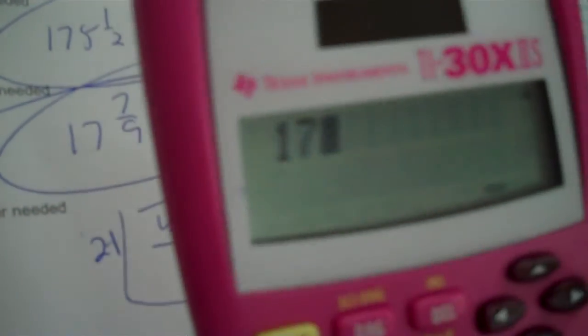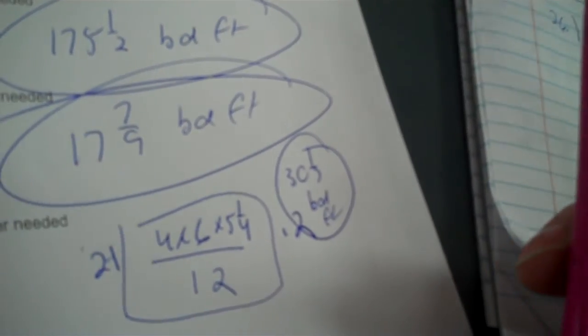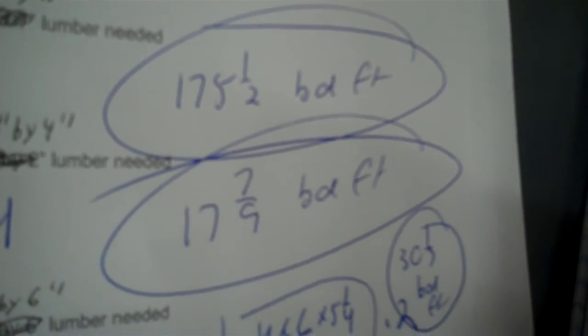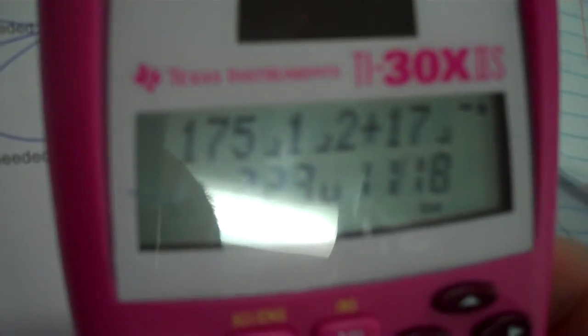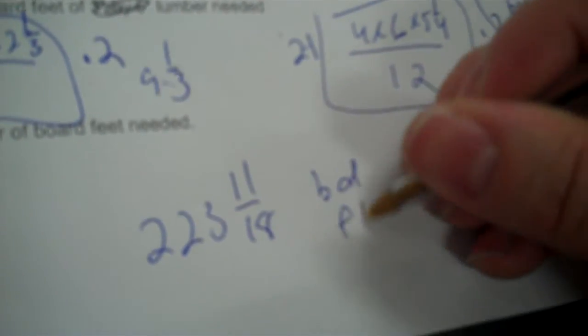Okay, 175 1/2 plus 17 7/9 plus 30 1/3. Okay, 223 11/18. Label is board feet.